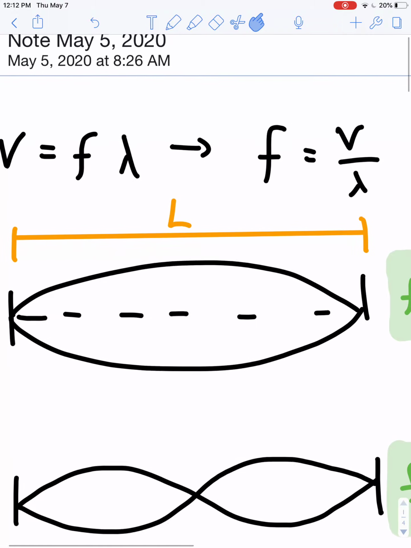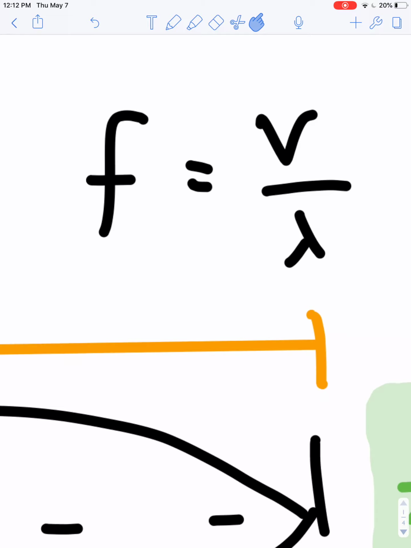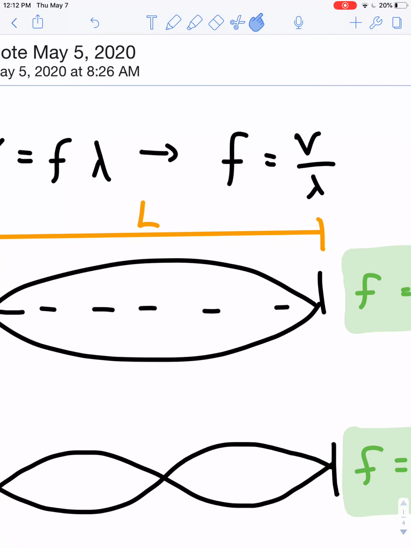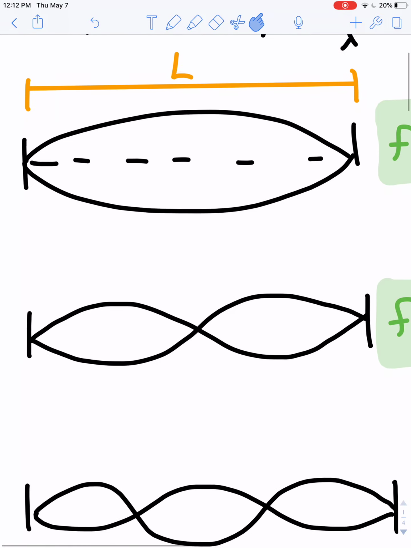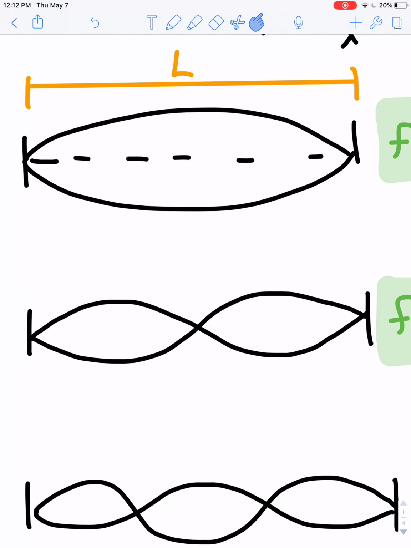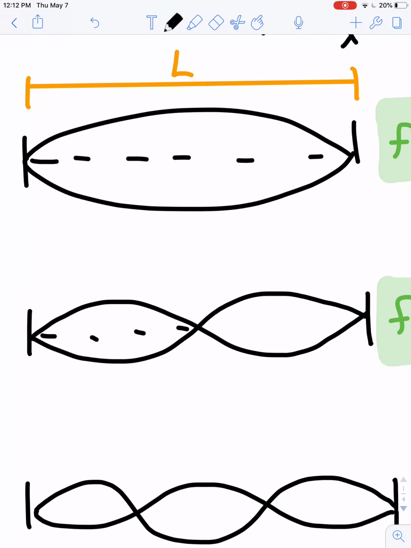Everything's going to be built off this equation here. The frequency is going to be the velocity divided by the wavelength. Based off the standing wave, we're going to look at how we can rewrite this equation. Here we have the length of the string for each one, the length being the same, indicated in orange. I know the drawing isn't perfect, but assume that the length for all three of these examples is exactly the same. Let me add in some dotted lines here for the middle.